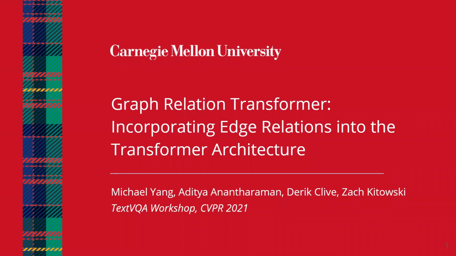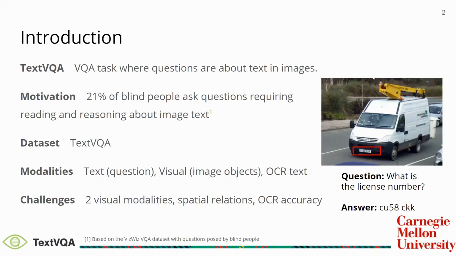Hey everyone, today we'll be presenting our work for the TextVQA shared task titled Graph Relation Transformer, Incorporating Edge Relations into the Transformer Architecture. In this work, we tackle the TextVQA task in which the questions are basically about the text in images. So this requires a model which can read and reason about the text in images.